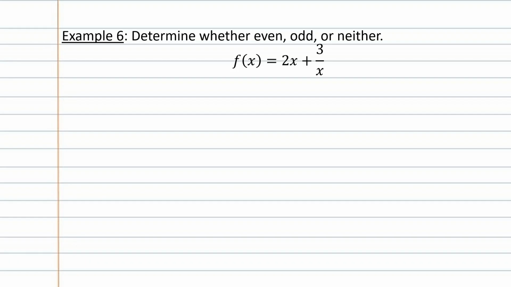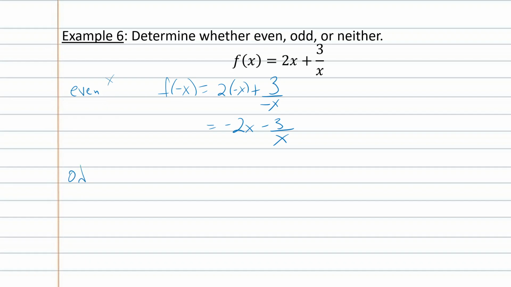This one says determine whether it's even, odd, or neither. Okay, well, let's start with even. Here's what we're going to do. We are going to replace x with negative x, and then you try to simplify. If we do that here, it's negative 2x minus 3 over x. And what we notice here is that's not the original. We can't simplify it down to the original, therefore it is not even.